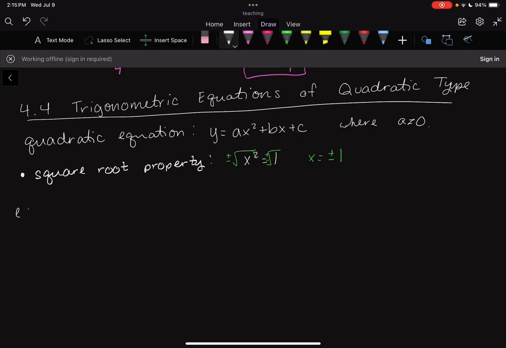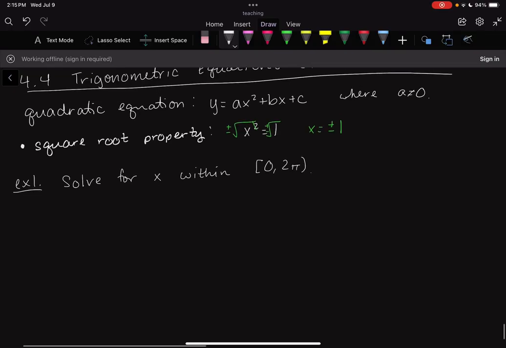So let's look at our example 1. Solve for x within 0 to 2 pi. For this one, we're only going to be looking for values of x between 0 and 2 pi. So we're not going to need to leave k on our final answer, if you remember from our previous chapter 4 sections. So our first one, we'll do sine squared x is equal to 1.